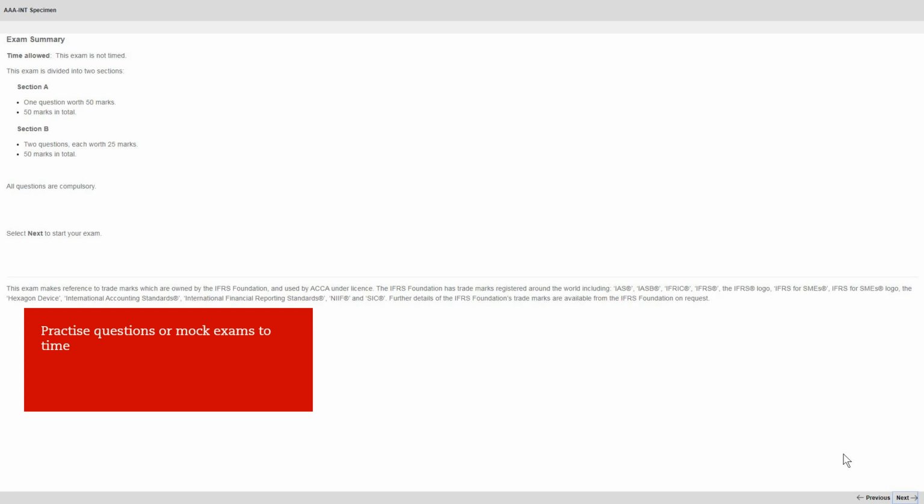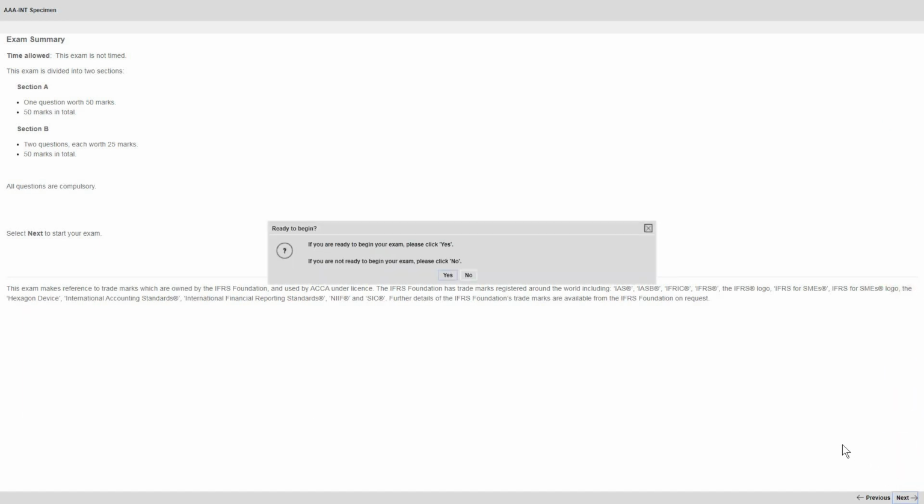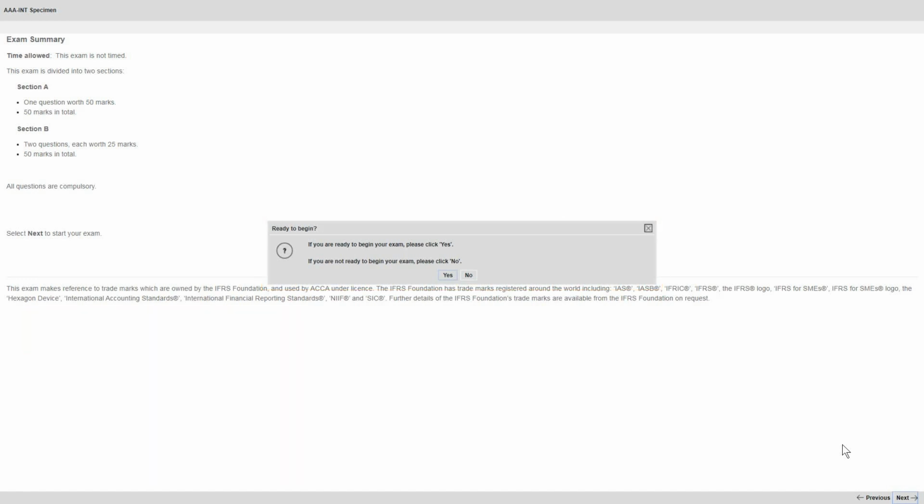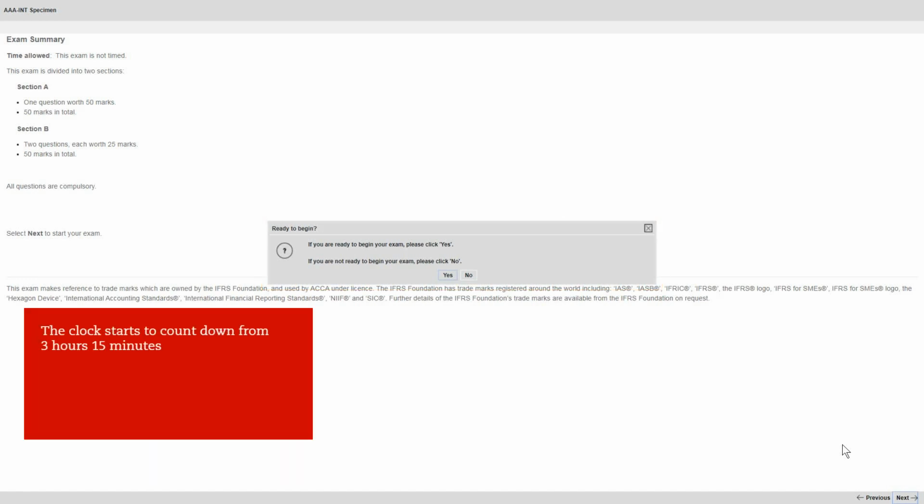You'll move on from this screen to begin the exam. So if you select Next now, you'll be prompted to confirm that you want to start. From the moment you select Yes, the clock starts to count down from 3 hours and 15 minutes. Compose yourself. If you're happy to start before the 10 minutes are up, then just go for it. Take a deep breath and begin.